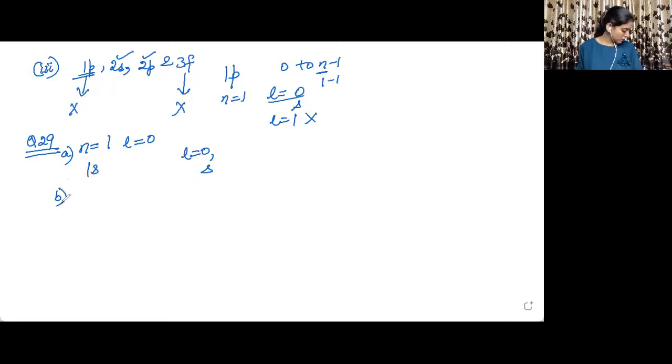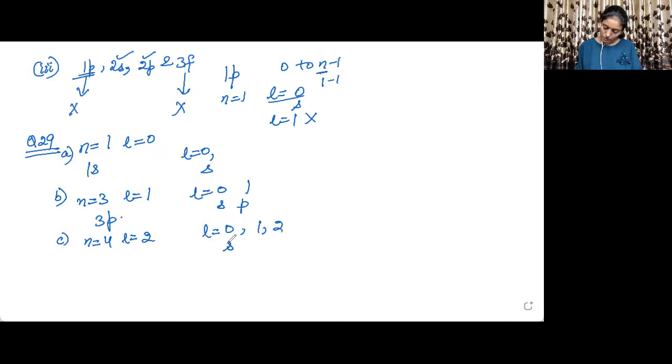Part B is n equal to 3, L equal to 1. When L is 1, the orbital is the p orbital. So it will become 3p. Part C is n equal to 4, L equal to 2. L equal to 0, 1, 2 means s, p, d. So it will be 4d. The fourth one, you will write yourself.